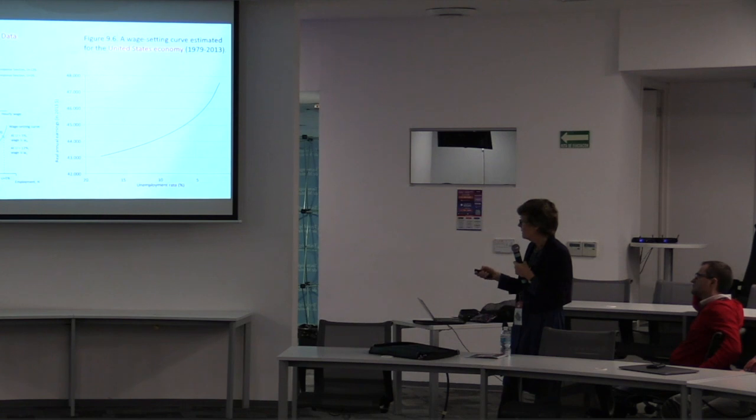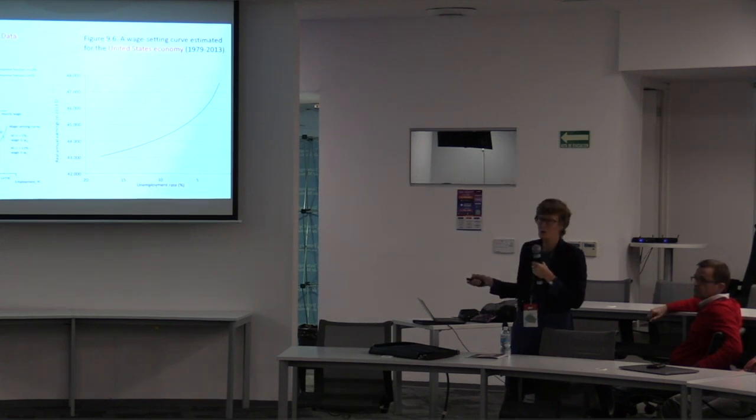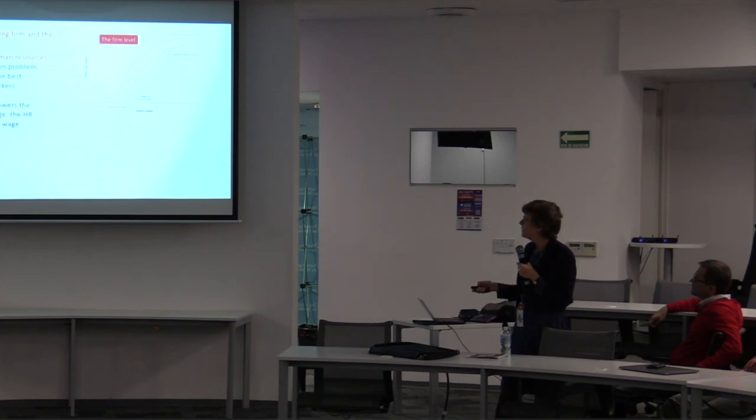So that's a classic case of micro, macro, and then this is data on the wage curve from the US. This is just a summary, the same thing again: firm level, aggregate level. I just showed you this slide so that we can then do the product market.